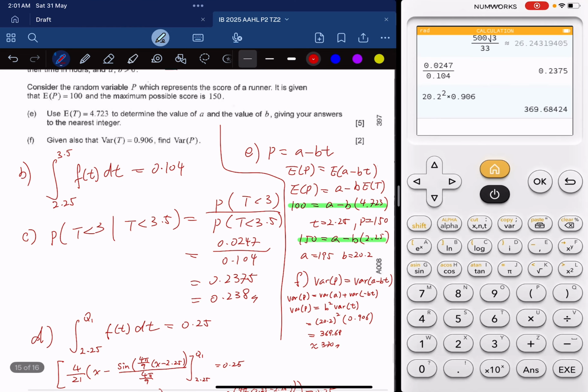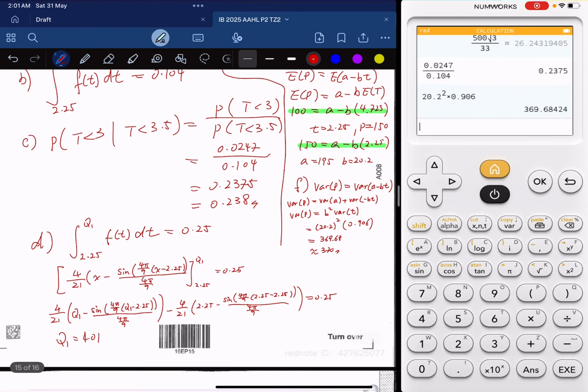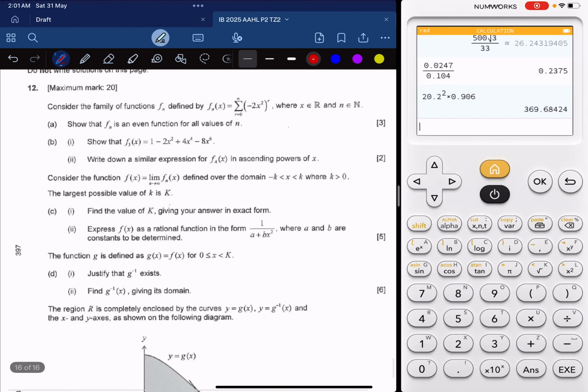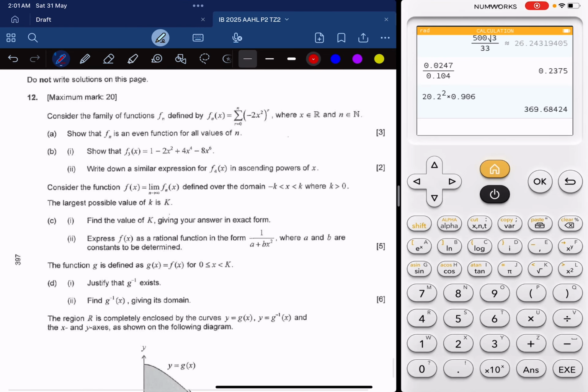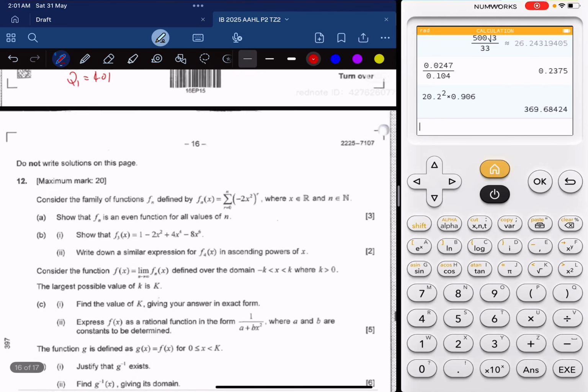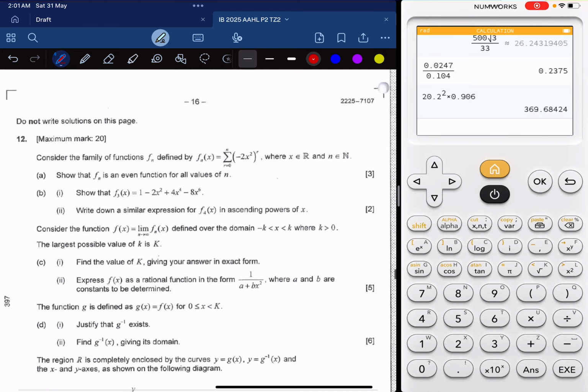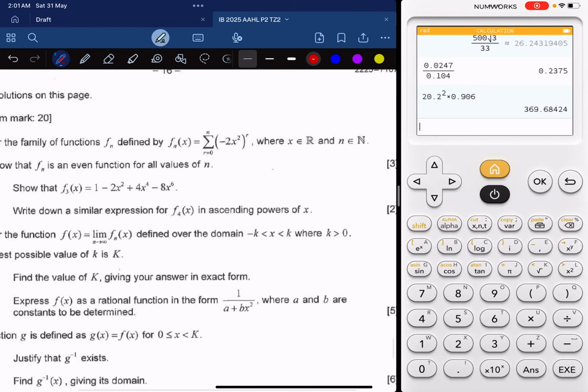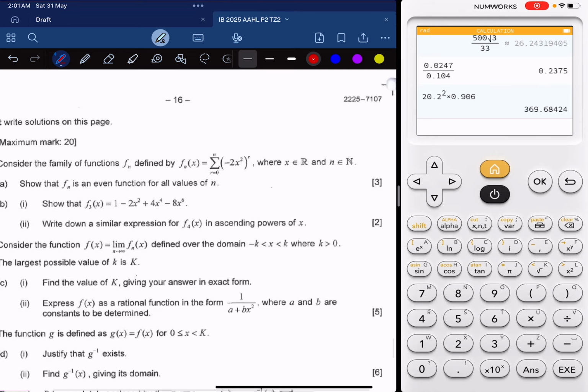So 2 marks and 5 marks. This question is kind of annoying, but not really that hard. The last question of the paper. Okay, let me make a new page. Okay, let's see. So consider a function given by this. So it's a summation, right? Show that it's an even function.